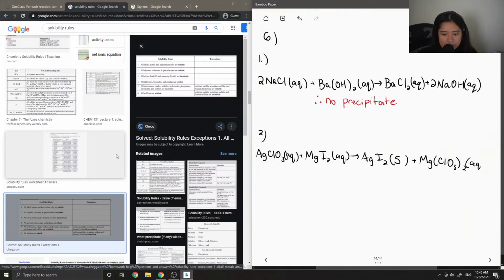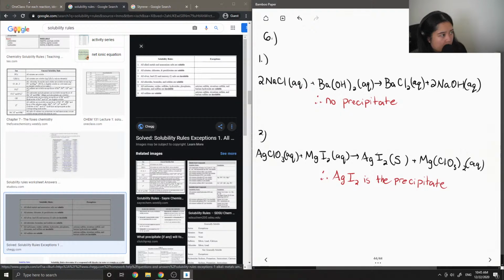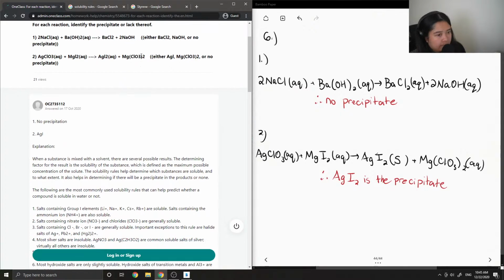I'll just put aqueous. Okay, so therefore this is the precipitate. Okay, so let's see what the junior tutor said.